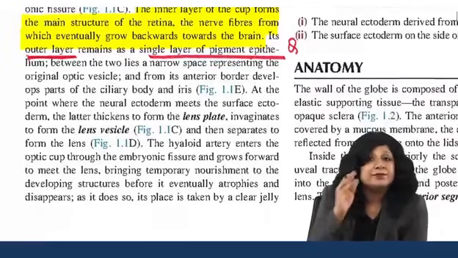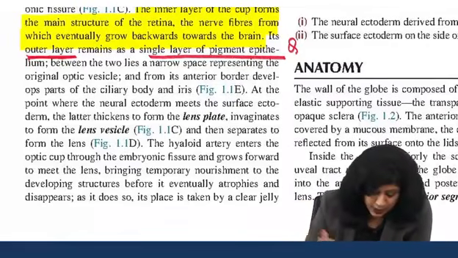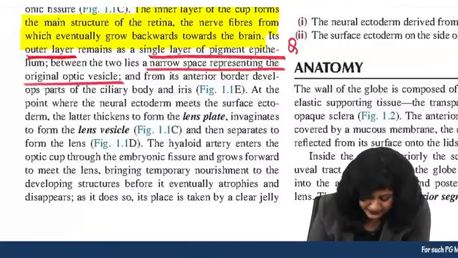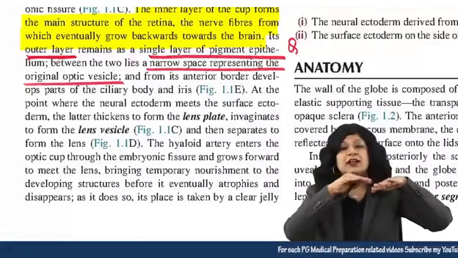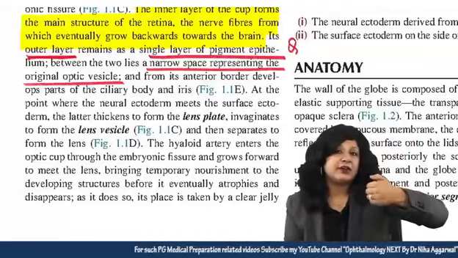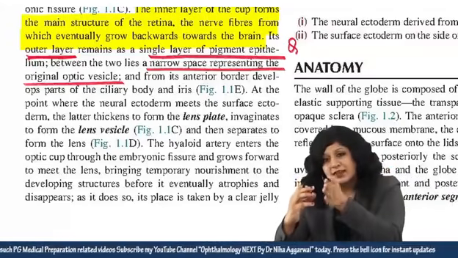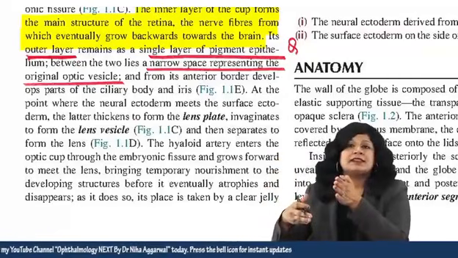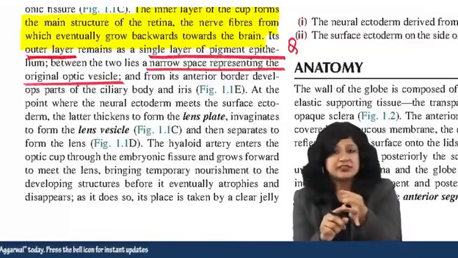Then we have a space between the two. And what was this space? The subretinal space. So between the two layers is a narrow space that is representing the original optic vesicle. From its anterior end, this outer part of the optic cup which is forming posteriorly the retinal pigment epithelium, when it is going anteriorly it is forming the ciliary body also, outer epithelium, and the iris also. So basically the outer layer is forming the pigmented epithelium of the retina, of the ciliary body, and the iris, right?